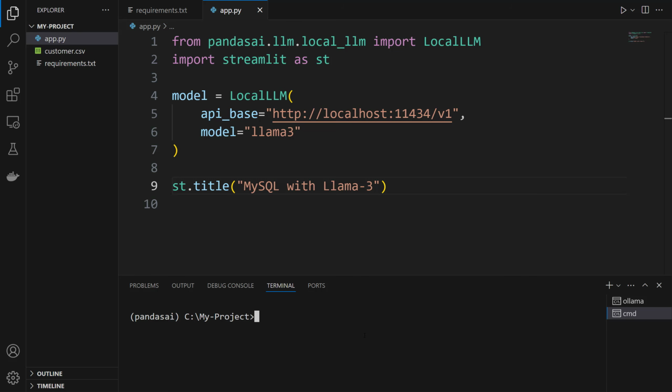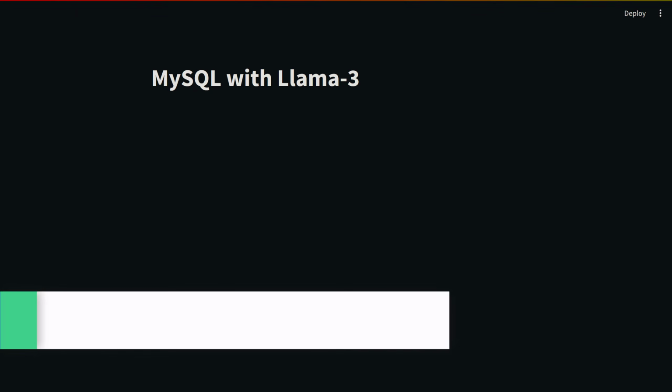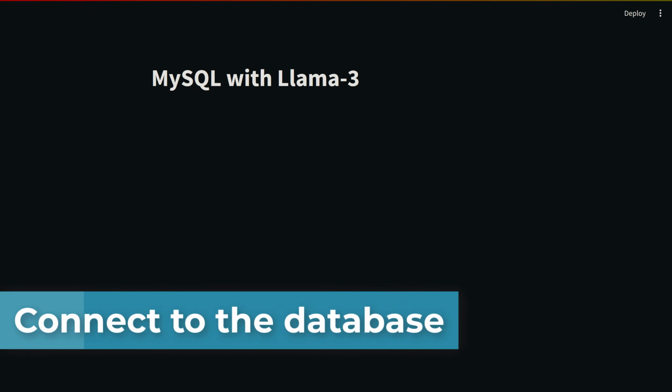After that, let's run this app. Let me go to the terminal and then write streamlit run app.py. Let me press enter. Yeah, the app opens automatically in the browser. Simple, right? You can see the title here. Let's go ahead and connect our MySQL database.